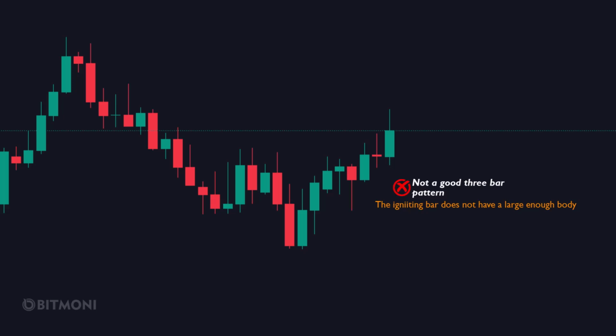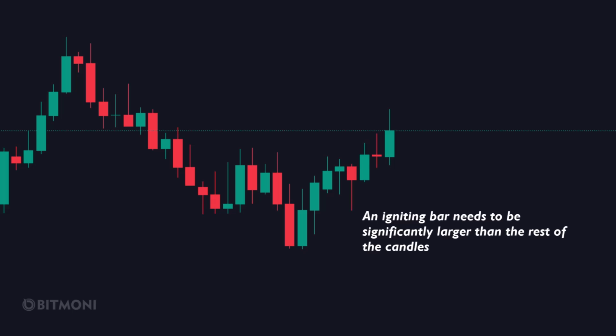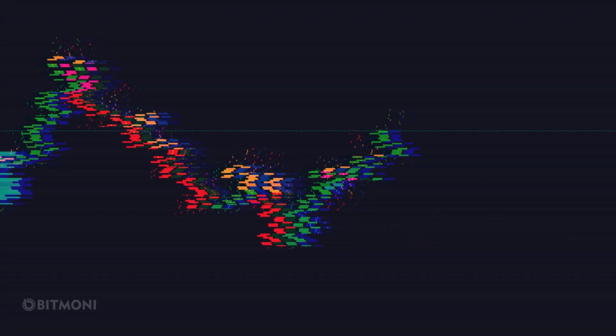And if you compare it to the previous candles, it has a relatively similar size. Remember, an igniting bar needs to be significantly larger than the rest of the candles. So if you have one candle that doesn't fit the criteria of the pattern, don't risk a position.